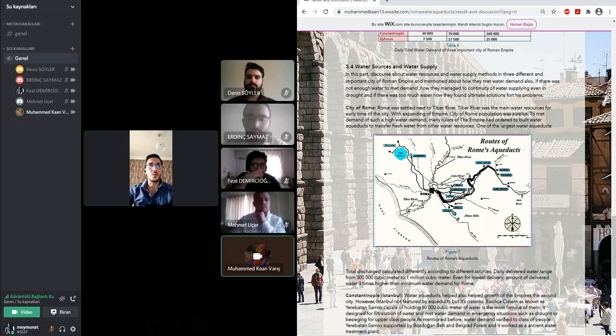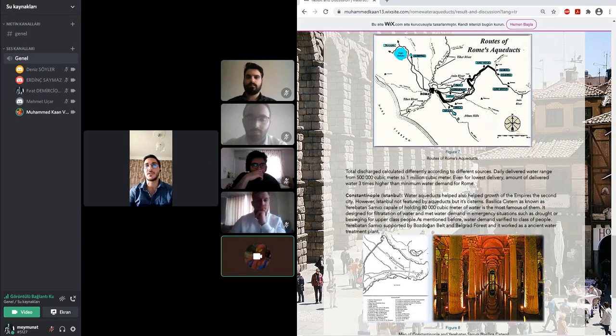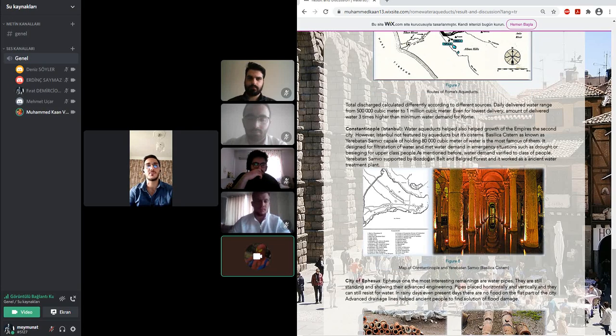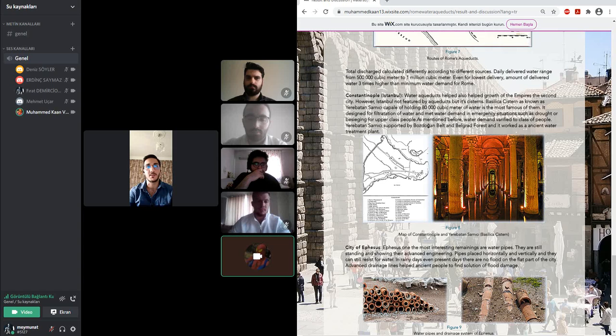Total discharge is calculated differently according to different sources. They delivered water ranging from 500,000 cubic meters to 1 million cubic meters. Even for the lowest delivery amount, the delivered water was 3 times higher than the minimum water demand for Rome. The other city is Constantinople. Water aqueducts also helped grow the empire's second city.